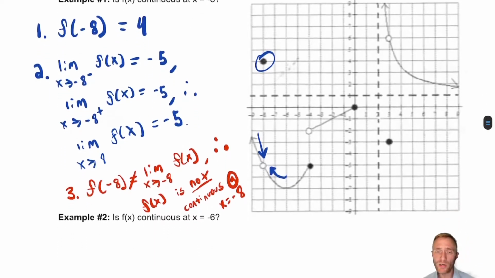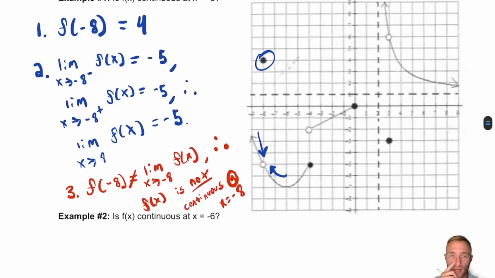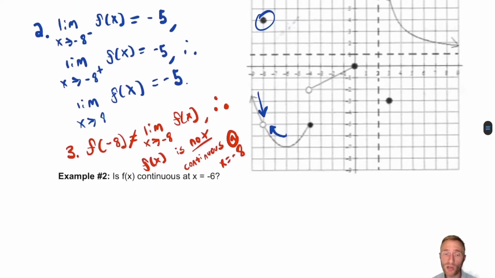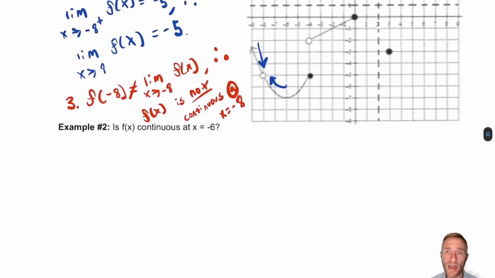So really quickly, here's an example of what that would look like when a function is continuous. Let's look at what's happening as x approaches -6. Is f of x continuous at x equals -6?